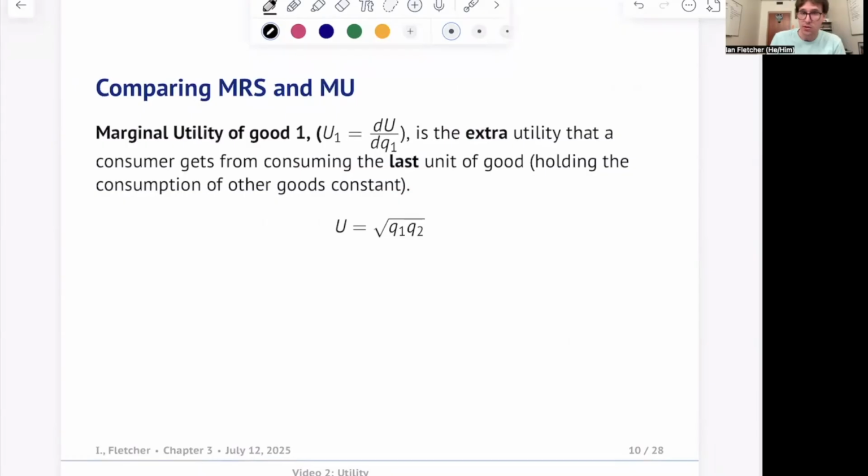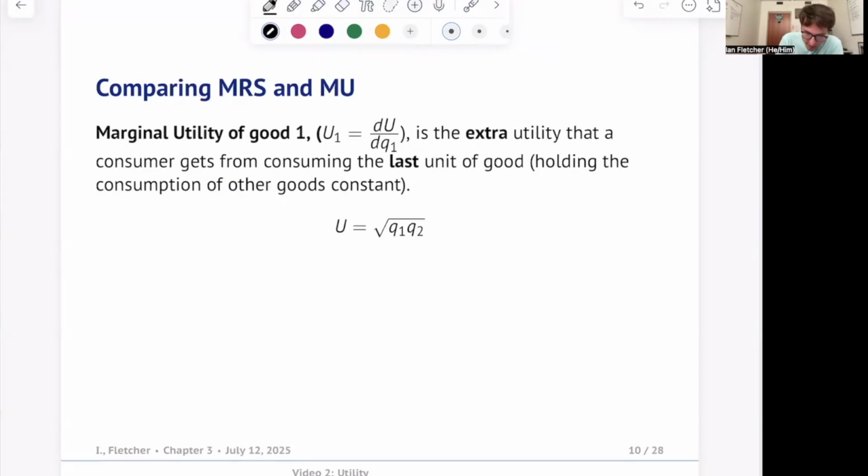And so the marginal utility of good one is, again, the derivative of utility with respect to good one. It's going to be the extra utility that you would get from consuming that last unit of good, holding the other ones constant. So if we think back to our beers and donuts example, it's going to be the extra unit of benefit that you would get from eating another donut, holding the number of beers you've drank constant, or vice versa, getting the extra sip of beer, holding the number of donuts that you've eaten constant.